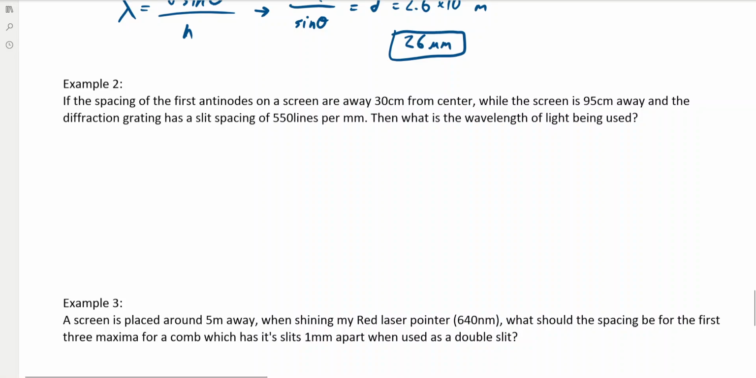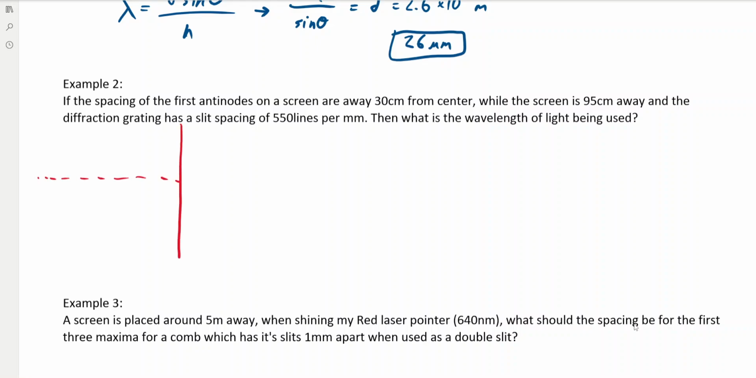If the spacing of the first antinodes on a screen are 30 centimeters from center, while the screen is 95 centimeters away, and the diffraction grating has a slit spacing of 550 lines per millimeter, what is the wavelength of light being used? So there are multiple issues here, or things to notice.